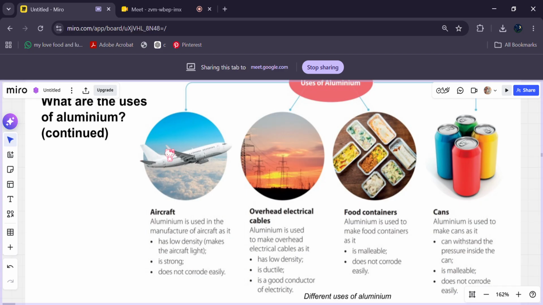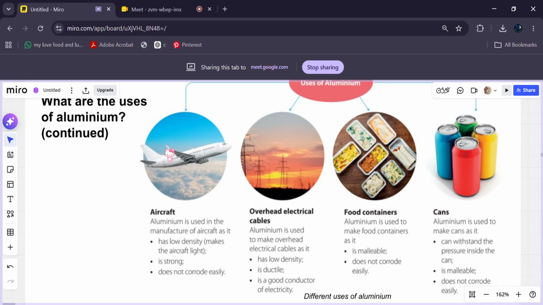Now, aluminium is also used for overhead electrical cables because aluminium has low density and is a good conductor of electricity. And it's also ductile. That means people can change the shape of aluminium to form wires.